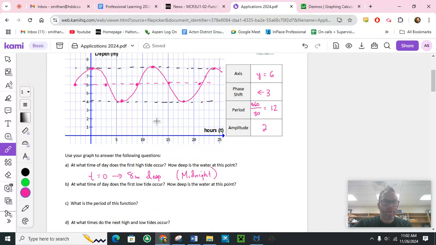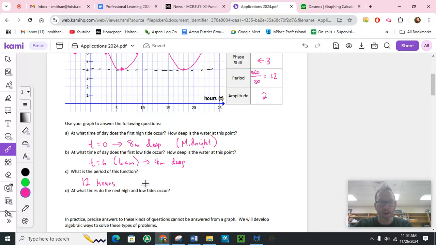And what time of day does the first low tide occur? It gets as low as 4 meters when t equals 6. So t equals 6 is 6 a.m. and it's 4 meters deep. So these are things we can just read right from the graph because the numbers are pretty straightforward, nice and round. The period we found was 12, and the units in this case would be 12 hours. We get 2 high tides and 2 low tides every day.